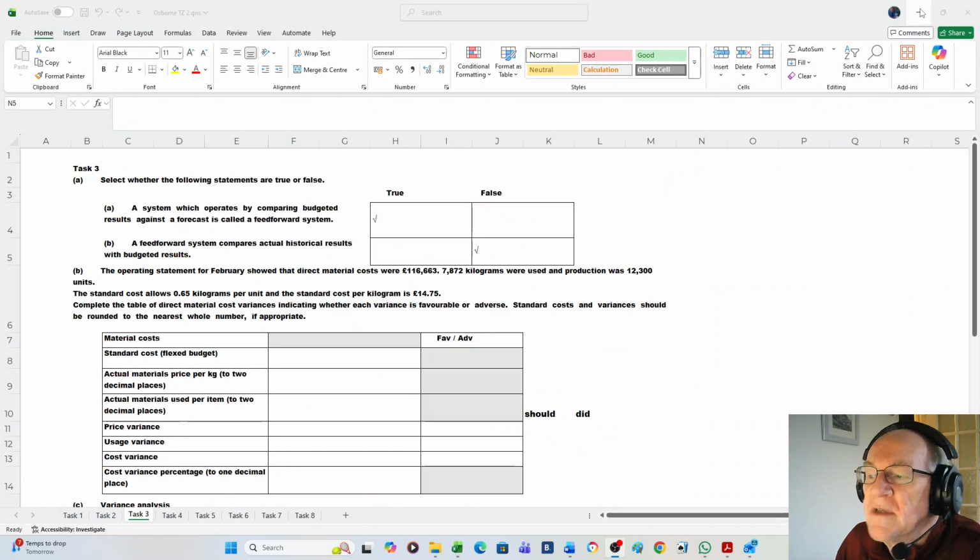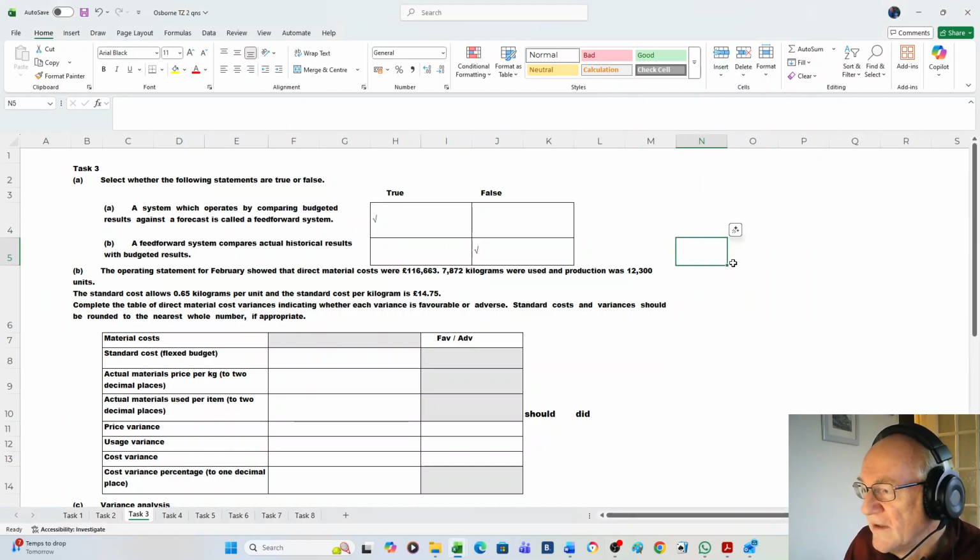So this way I'll do the materials and the labour cost. Also a tick box question about feed forward systems. Feed forwards means you learn from the past and work those into a forecast. Hence the clue is the word forecast there. Actual, historical with budgeted is actually variance analysis. So that one doesn't work.